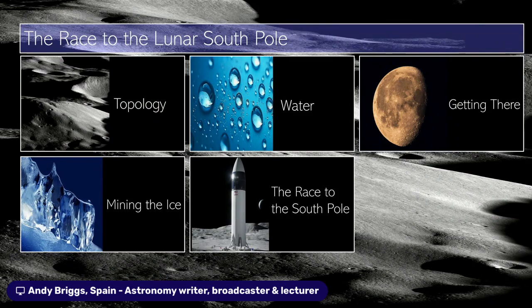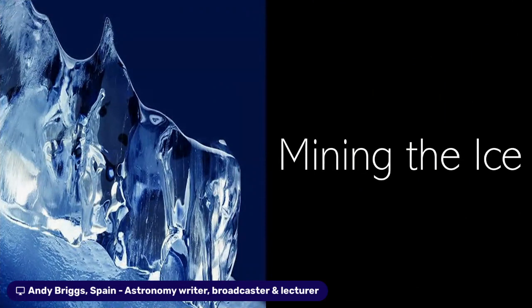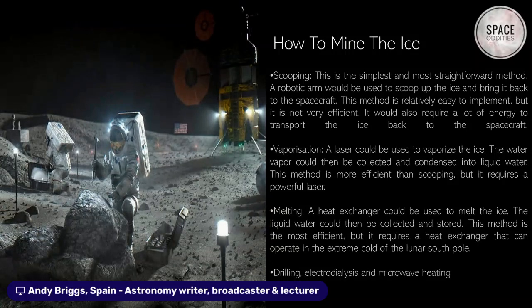Assuming that everything goes well, they want to get at the water. So how do we actually extract ice and water from the moon? We've got a number of different options for getting it out.